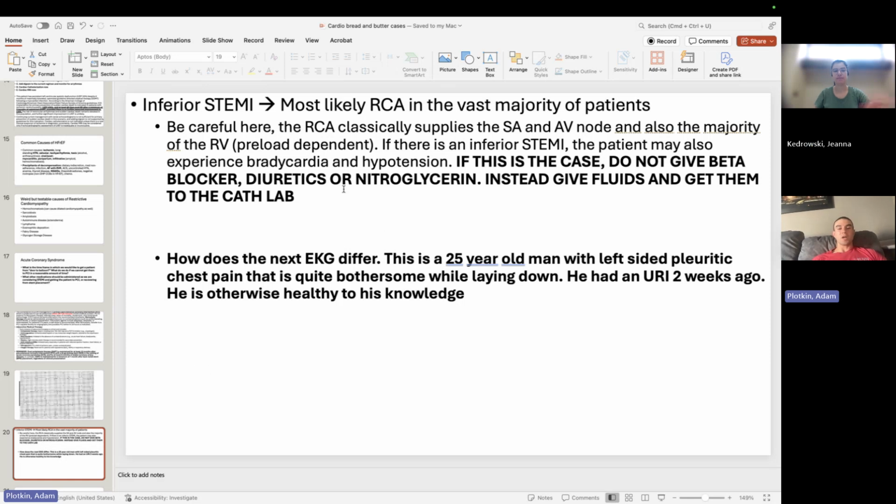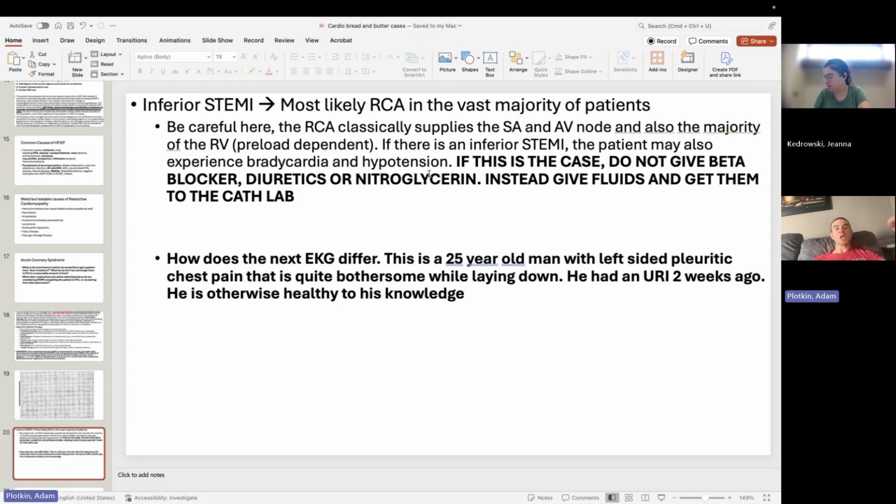If you gave the patient a beta blocker and diuretics or nitroglycerin in an inferior STEMI with bradycardia and hypotension, you will literally kill them, right? You're vasodilating and you're reducing contractility of the heart. You're making everything worse and you're going to kill them, right?